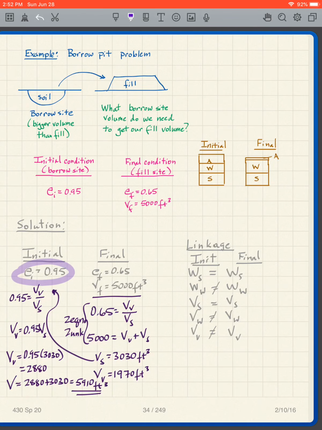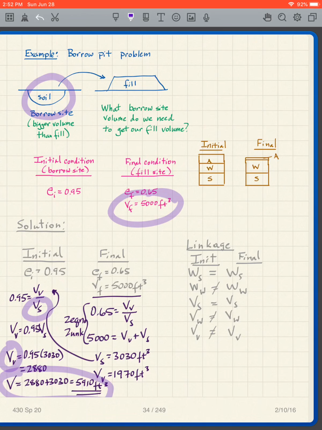Here I've been given that the void ratio is 0.95, so I write that out, volume of voids over volume of solids. I know the volume of the solids, so I can put that in, and I get the volume of the voids initially is 2880. And what does that mean for me? Well, if I take the volume of the voids and the volume of the solids, add them together, I get the total volume of 5910. So the volume of the soil at the borrow site that I need to take away is 5910, and I end up with 5,000 cubic feet in my fill.